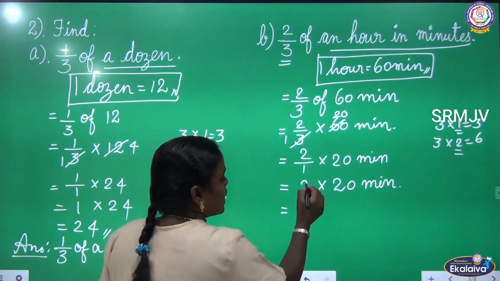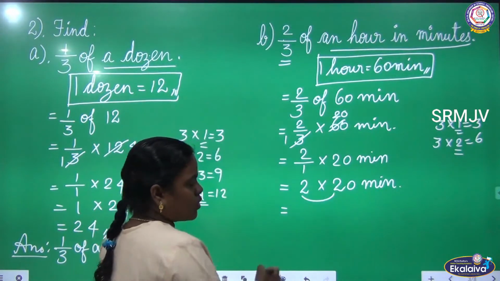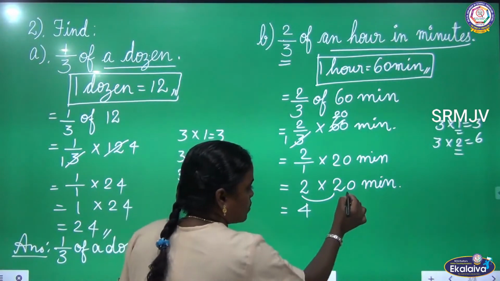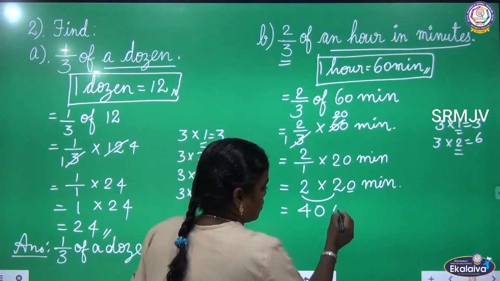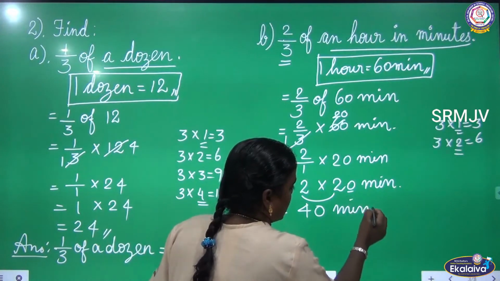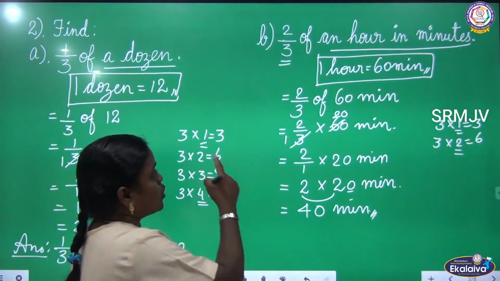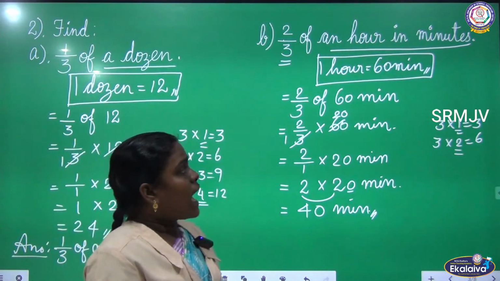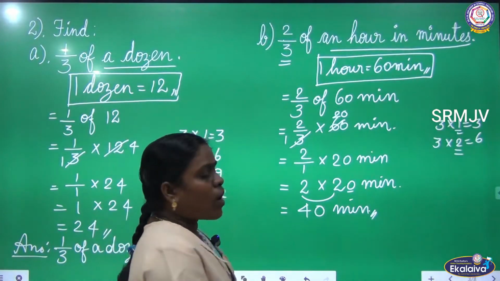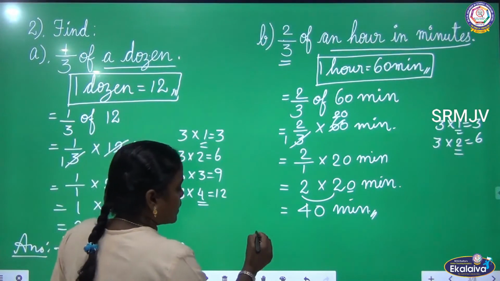So 2 2s are 4 and copy down the 0. So the answer is 40 minutes. 2 by 3 of an hour in minutes is 40 minutes. Let us write the answer.